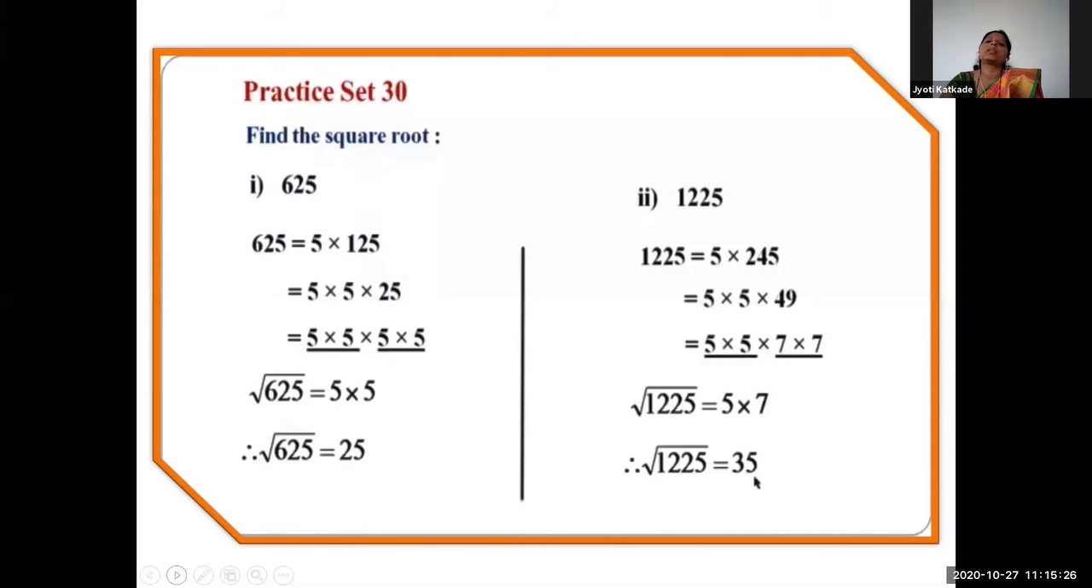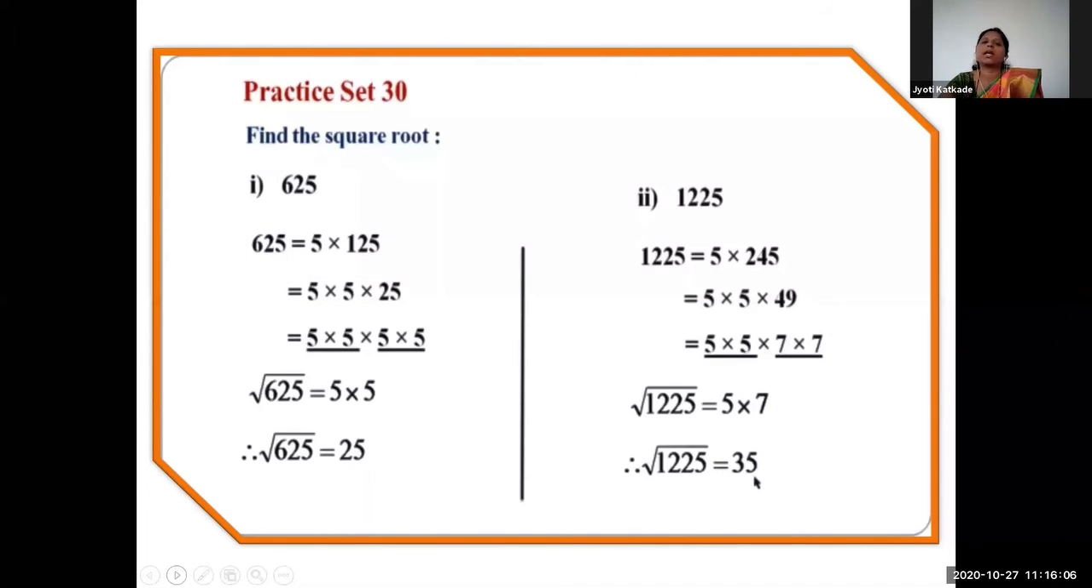So take 5. When we divide 625 by 5, we get 125. Again, 125 is divisible by 5. When we divide 125 by 5, we get 25. Again, 25 is also divisible by 5. Then we get 5 into 5 into 5 into 5. Now take pairs. The first pair is 5 into 5, the same factor. Then the second pair is 5 into 5. Two pairs are formed there.